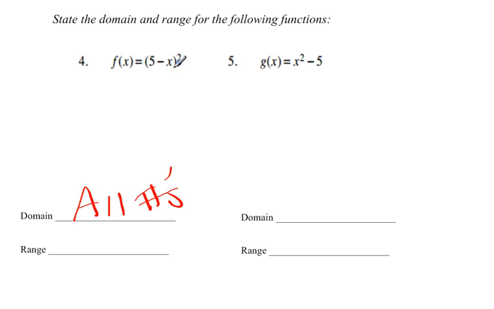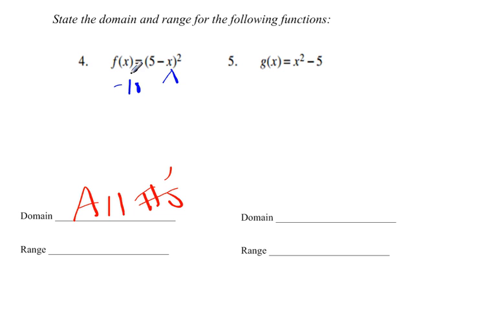The range is a little different. Once I put in any number here, like -10, I get an answer. I square it, big number, no problem. 0, plug it in. 5 minus 0 is 5. 5 squared is 25, positive number. 10, 5 minus 10 is negative, but when I square it, positive.